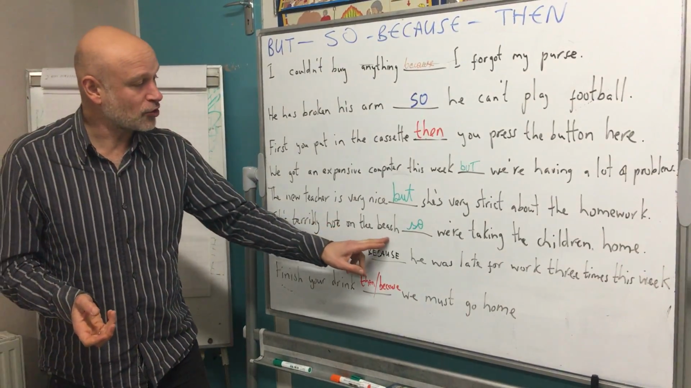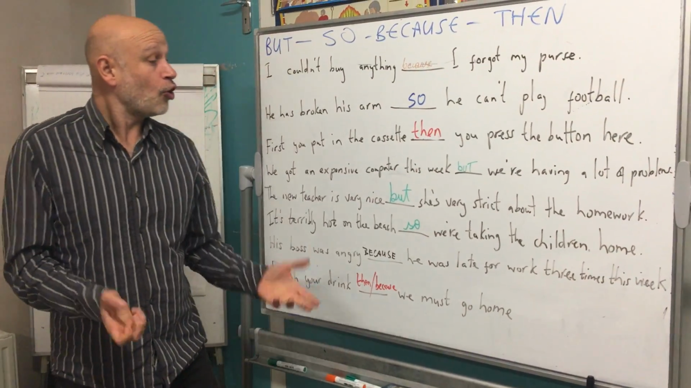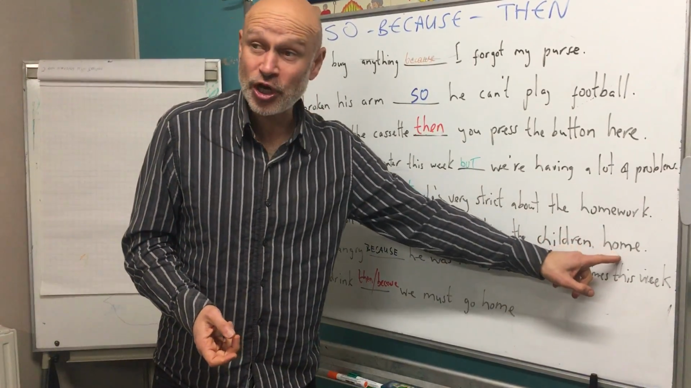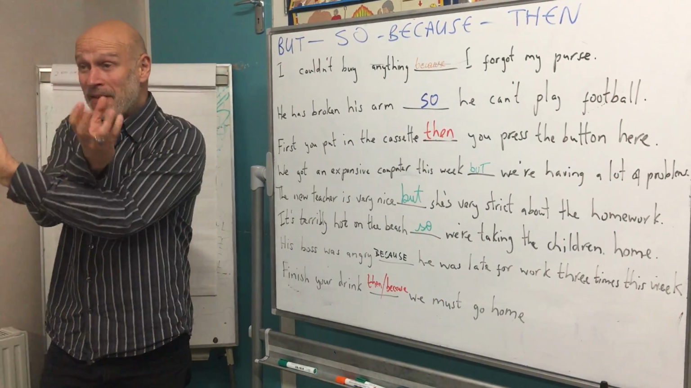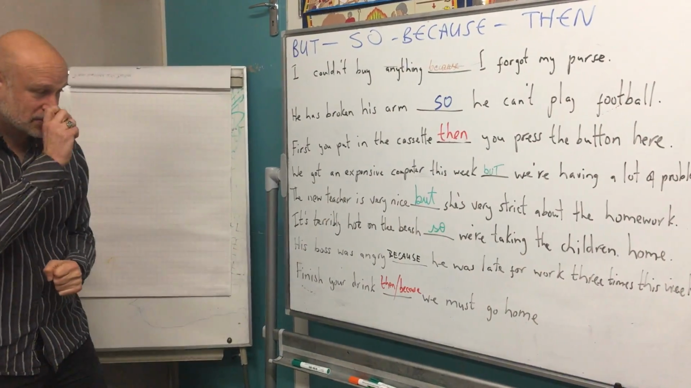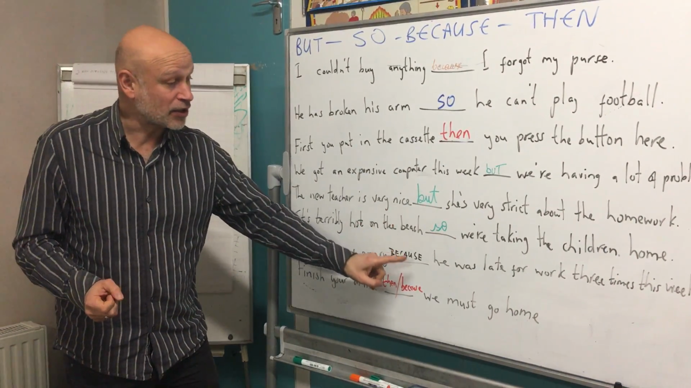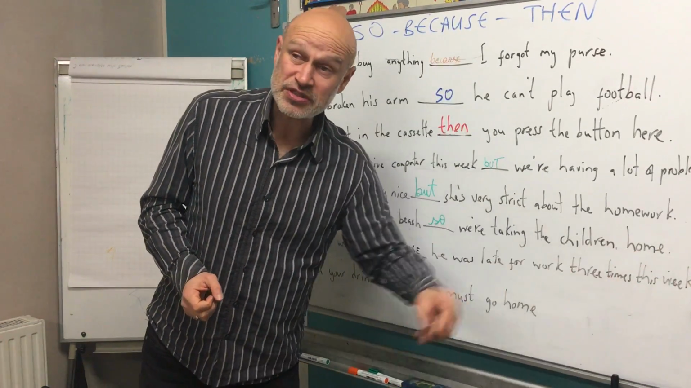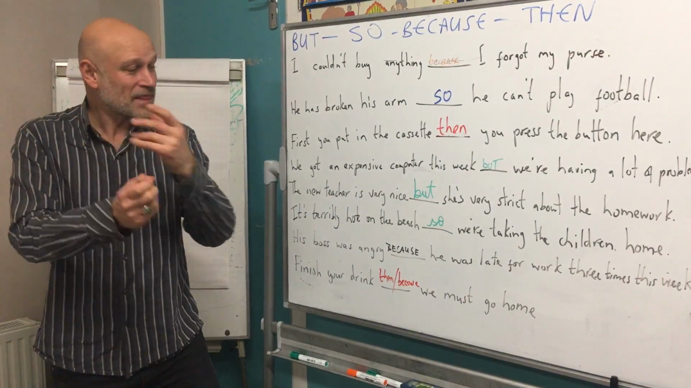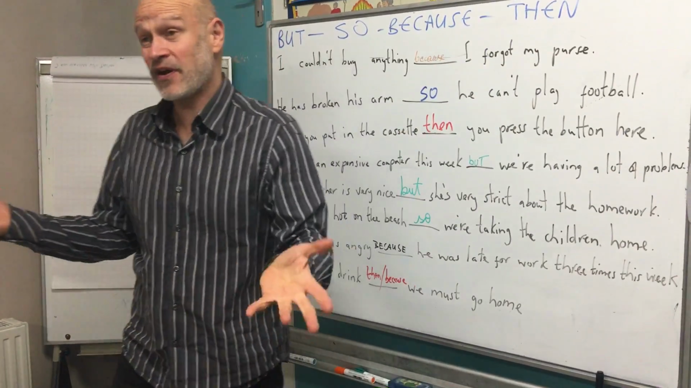So, here's another so, have a look. It's terribly hot on the beach, so we are taking the children home. Or, we are taking the children home because it's terribly hot on the beach. So remember how you can use these 2 words. Here's another one, very similar. His boss was angry because, and this is the reason, he was late for work 3 times this week. Or, he was late for work 3 times this week, so his boss was very angry.